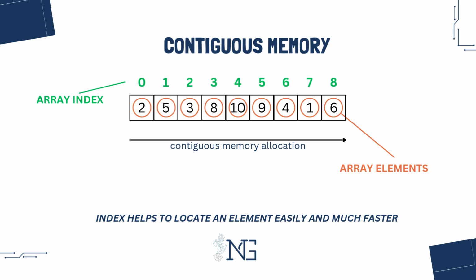For example, if we want to access the number 10, we can find it at index 4. Because all these elements are stored sequentially, or back-to-back in memory, we can quickly access any value using its index. That's the beauty of arrays: fast, organized, and super efficient.